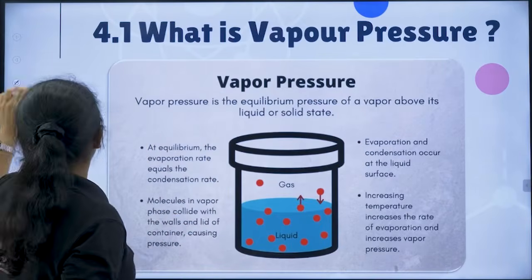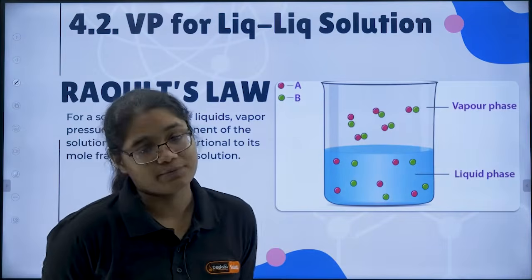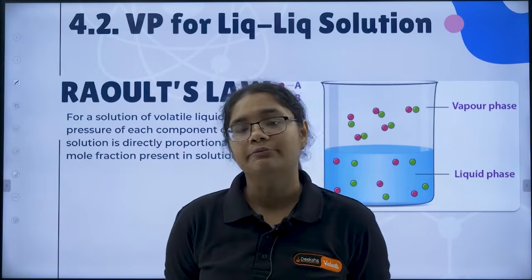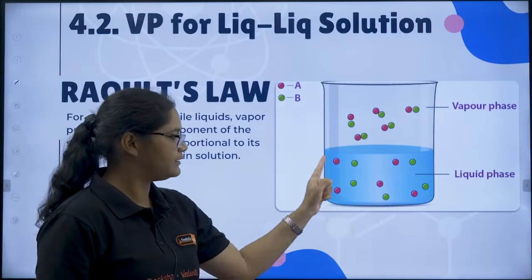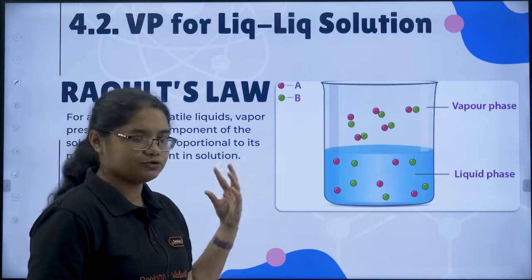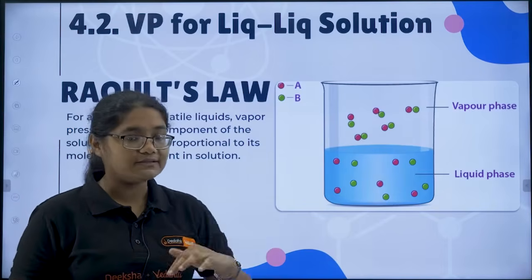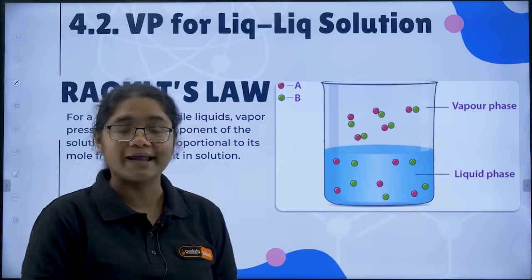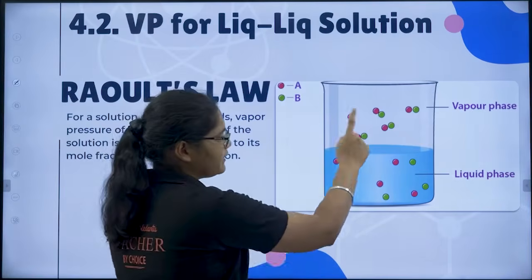Now once we have understood vapor pressure, I will introduce you to Raoult's law. It is very similar to Henry's law, but here we are talking about liquid solutions. Just imagine this is a solution where we have 2 types of liquid, red particles and green particles. The red particles are solute A, and the green particles are solute B. Both can evaporate, which means they are volatile. When I talk about a volatile component, that means it can evaporate. So red will evaporate, green will also evaporate.